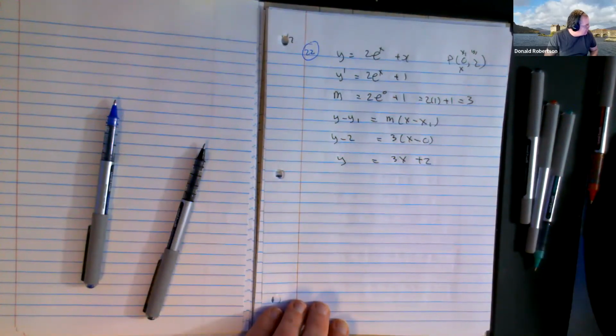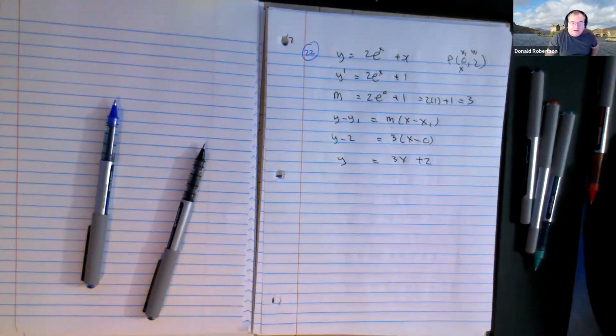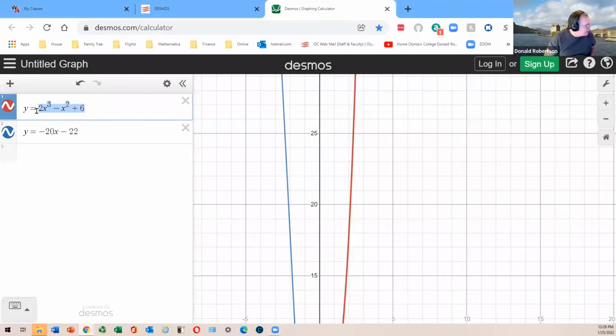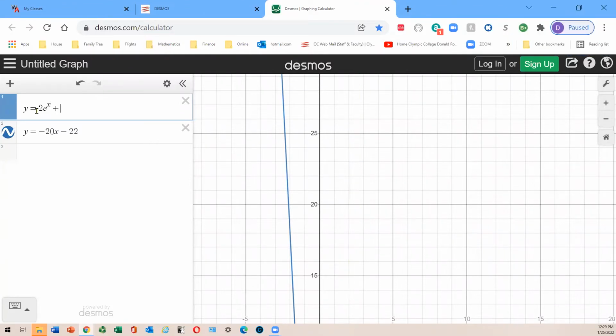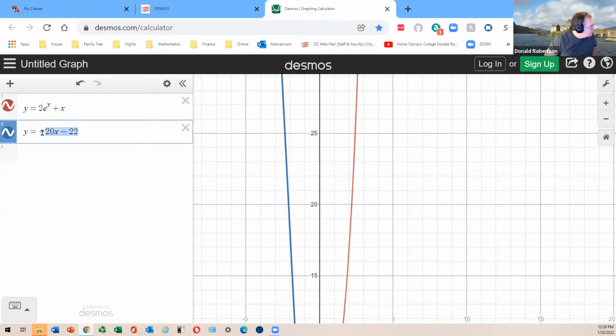That worked well. I think I've actually killed it, unfortunately. Oh no, I got it. Okay, let's go one more time. Let's look at that in Desmos and see what it visually would look like. So I'm killing that guy off, and I'm going to go 2e to the power of x add x, and I'm going to kill that off, and it should be 3x add 2.